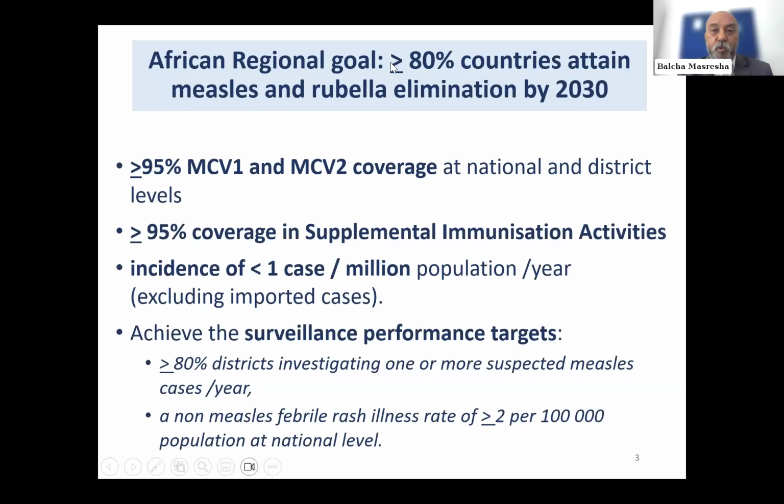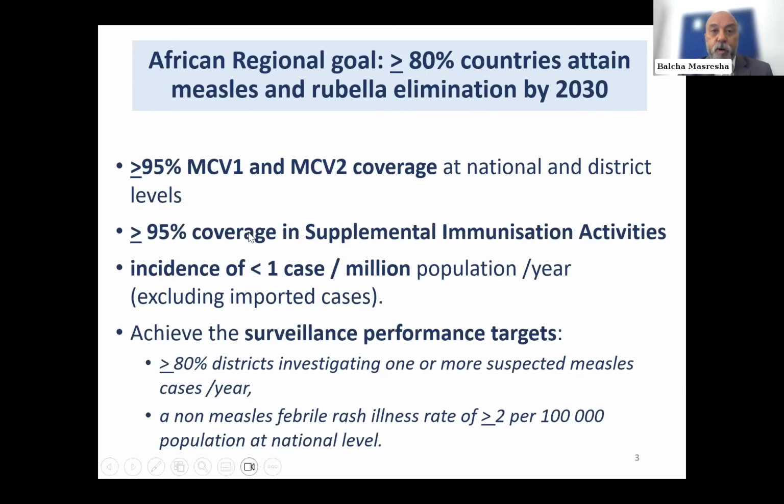And since 2021, we have revised our goal to include rubella elimination by 2030 in at least 80% of the countries in the region. And to get there, we need high-level coverage with the first and the second dose of measles and rubella containing vaccine. We need very high coverage during periodic mass vaccination campaigns.